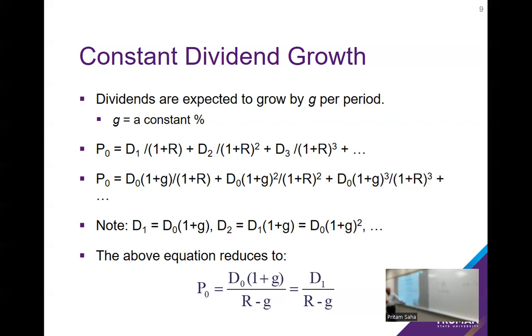Any confusion about this formula? If D0 is given on the test, compound. If D1 is given, just plug in. Discount rate, required return on equity, cost of equity, same thing. This is the growth rate, constant growth rate. And these two are the same, okay? Constant growth, same thing.